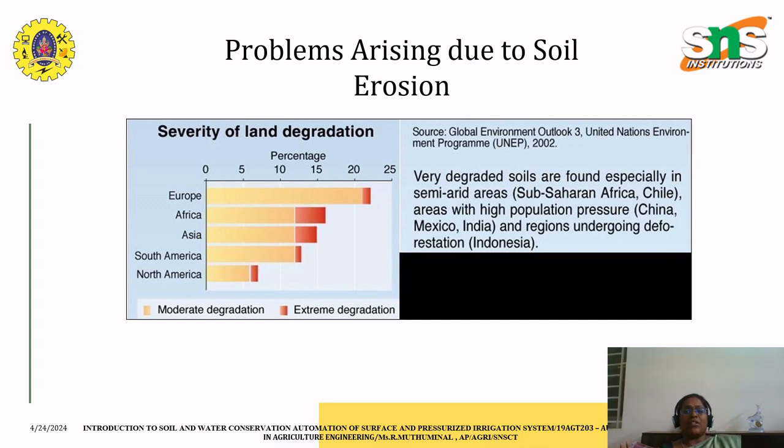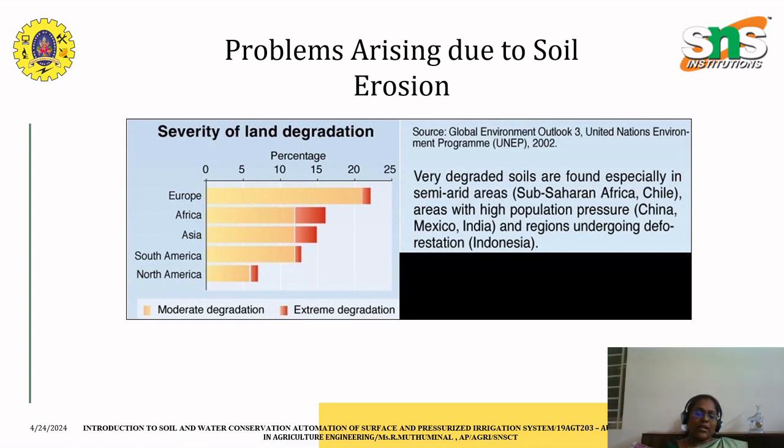The very degraded soils are usually found especially in semi-arid areas, that is Africa and China, and also in areas with high population pressure like China, Mexico, India, and regions undergoing deforestation such as Indonesia. This is where extreme degradation occurs, and in most of the areas, moderate degradation occurs. Though the degradation of land has been shown here in two categories under severity, moderate and extreme, the erosion which will lead to a problem will be common in both scenarios.